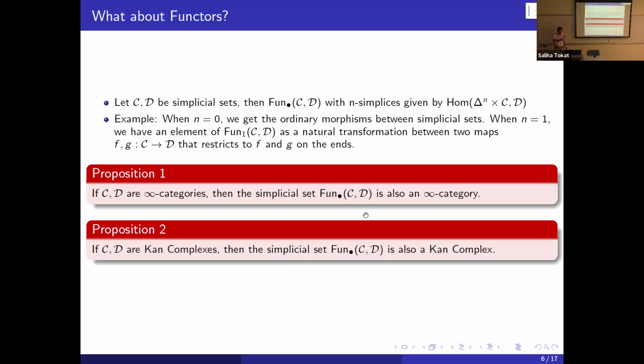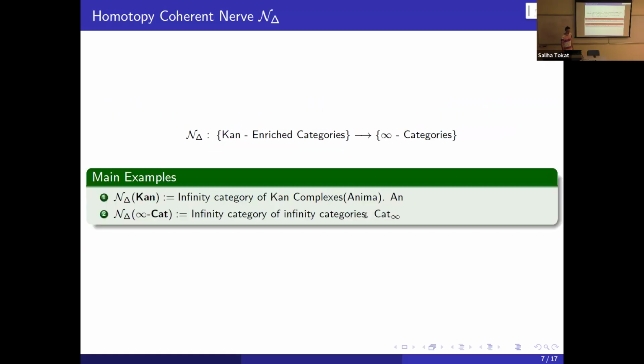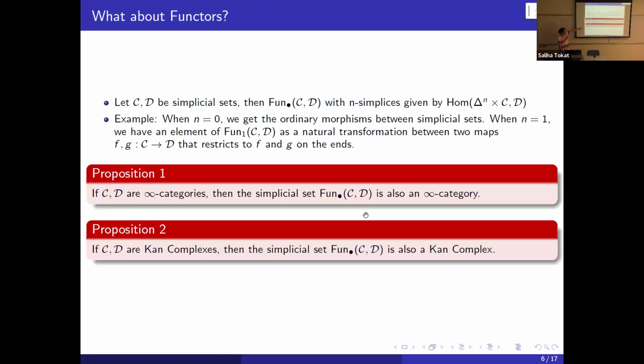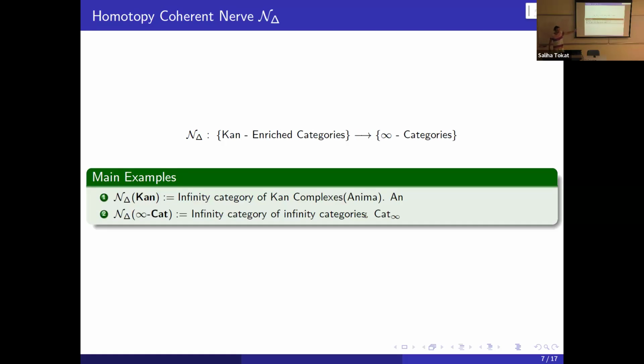And we are especially interested in the category enriched over Kan complexes, because we have a functor called the homotopy coherent nerve, which maps Kan-enriched categories to infinity categories. This way, as I've seen in proposition 2, the category of Kan complexes is enriched over Kan complexes. Therefore, by applying the homotopy coherent nerve, we get the infinity category of Kan complexes, which I will denote as An, and it is called anima or spaces.